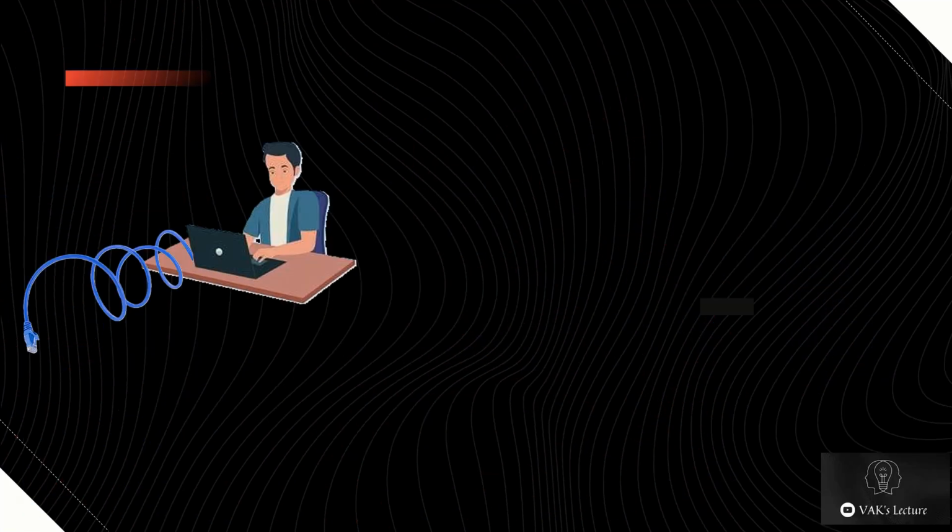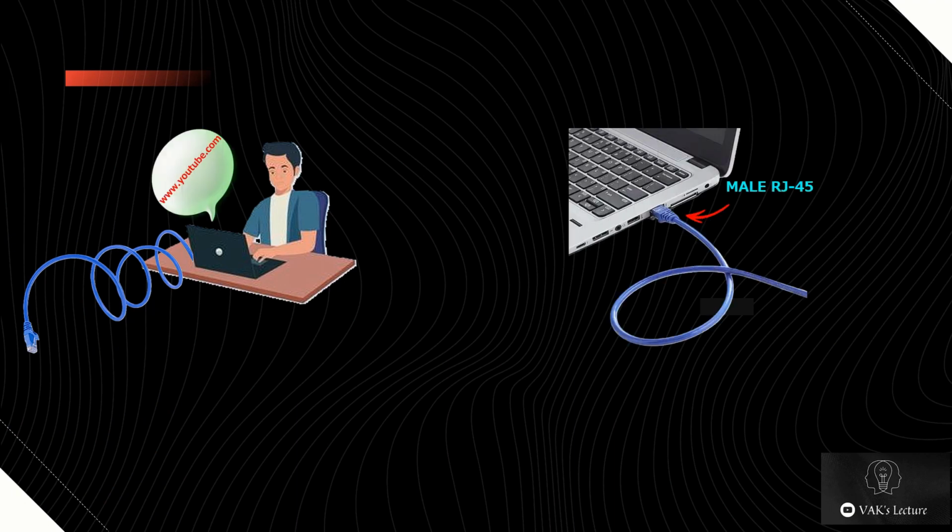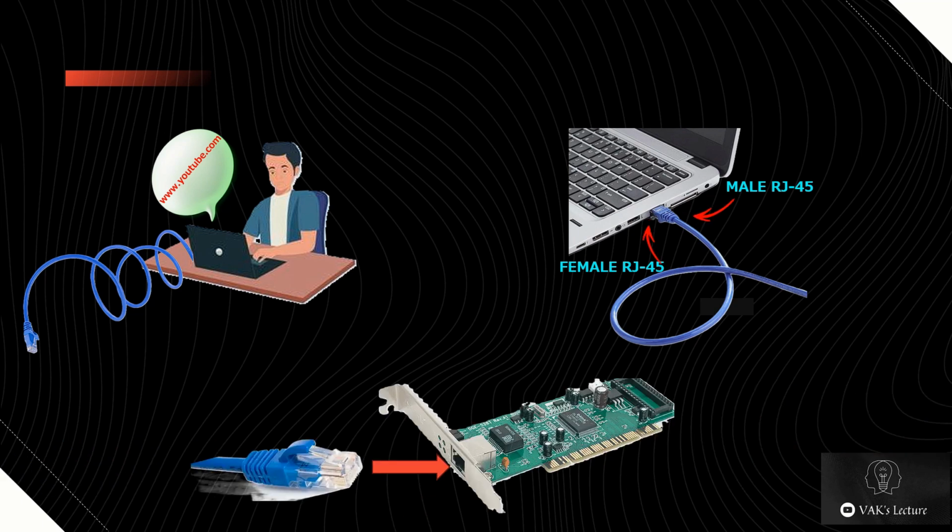Several times you connect a LAN cable with our computer to access internet. For this purpose, male RJ45 connector of LAN cable is connecting to female RJ45 connector present in our PC. This RJ45 female port in our PC is embedded in a separate socket, and this socket is called network interface card.